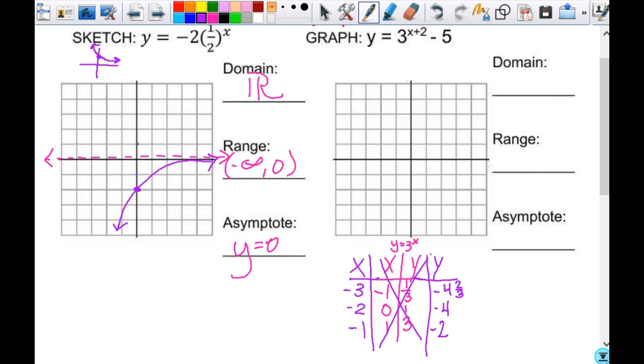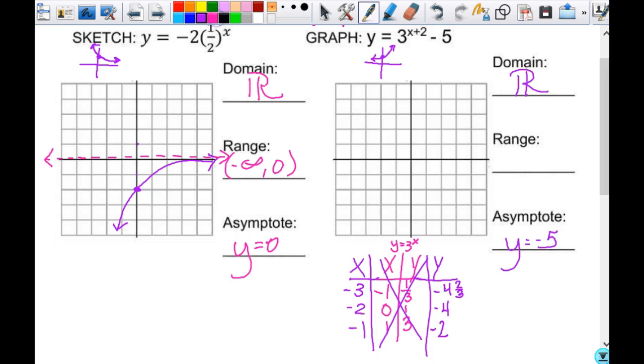Now I also want to have a good idea of what's happening just in general from my parent function. My parent function looks like this, right? So with that, I know I'm supposed to shift it over and I'm supposed to shift it down. So I still know what the basic shape is supposed to be. Is that going to change my domain? No, my domain is going to stay the same, right? Is it going to change my range? Yeah, okay, we can think about what that is in a minute. Is that going to change my asymptote? Yeah, because my asymptote was at y equals 0. Now where is it? Y equals negative 5 because it shifts down.